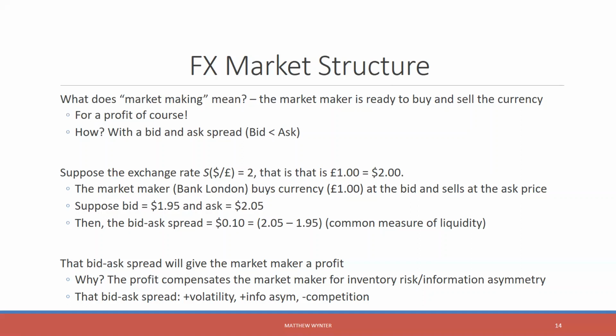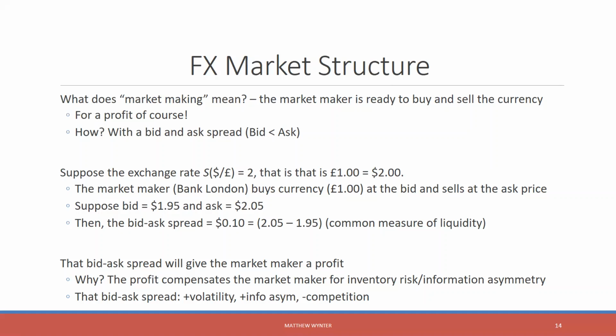So when the underlying currency or commodity is very volatile, the market maker is going to widen the bid-ask spread. Same intuition. There's a lot of volatility, a lot of uncertainty. The market maker wants protection. It's going to increase in information asymmetry, like we've been saying. And not surprisingly, it's going to fall in competition.